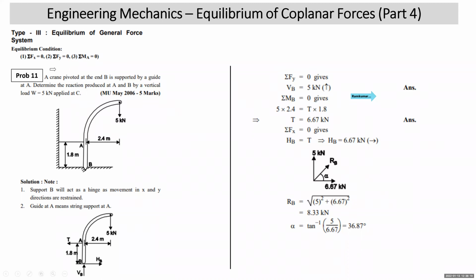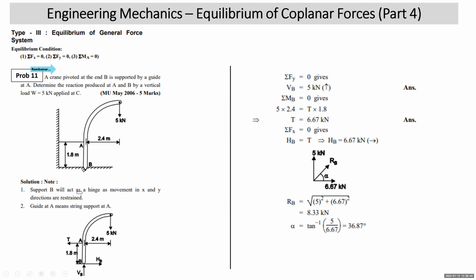I read the next sum. Problem number 11. A crane pivoted at end B is supported by a guide at A. Determine the reaction produced at A and B by vertical load W is equal to 5 kilonewton applied at C. Students, at B, can you see that there is a slight hole in which the crane bottom point or support is pivoted.